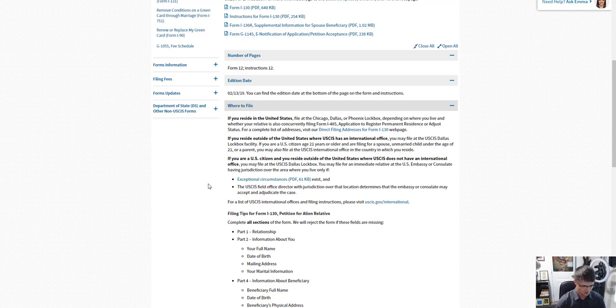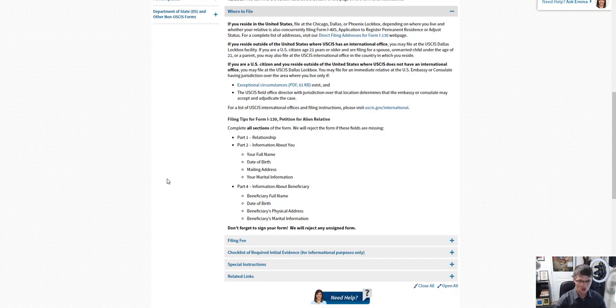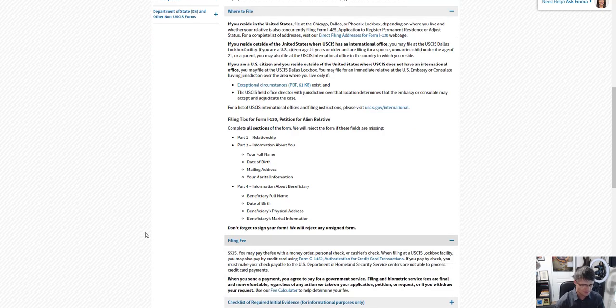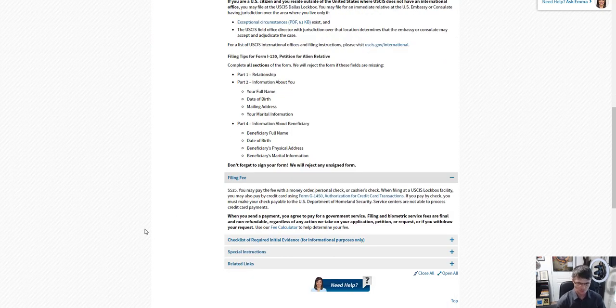And obviously for different categories, if you reside outside of the United States, there are certain things you need to do. And if you're a United States citizen and you are outside of the United States, there are other things you need to do. So all of those different things we need to keep in mind. Currently, the filing fee for the application form is $535. So keep that in mind.